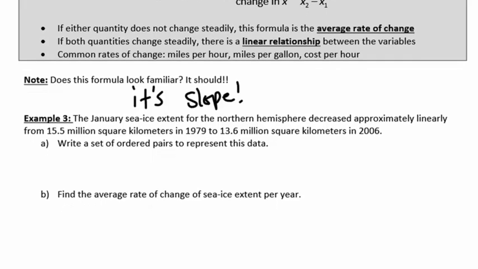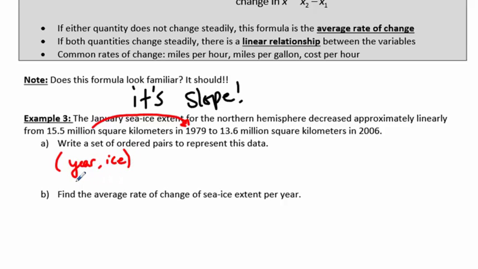In January, the sea ice extent for the northern hemisphere increased approximately linearly from 15.5 million square kilometers in 1979 to 13.6 million square kilometers in 2006. I'm going to write this as ordered pairs and find the average rate of change. Now when I write my ordered pairs, it depends what my independent and dependent variables are. The independent variable is going to be the year, and the dependent variable is going to be the amount of ice. So our ordered pairs should be in the form of year, comma, ice.